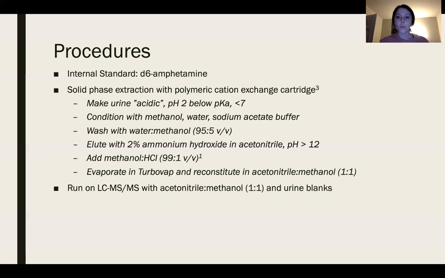And then when it's collected, I will add a methanol and hydrochloric acid mixture to make sure that the amphetamine goes back to an ion form, so that when it's evaporated, the amphetamine does not get evaporated with the solvent, because amphetamines easily evaporate. So then I will evaporate in a TurboVap and reconstitute it in acetonitrile and methanol for analysis on the LC-MS/MS, and then use the acetonitrile methanol blanks.